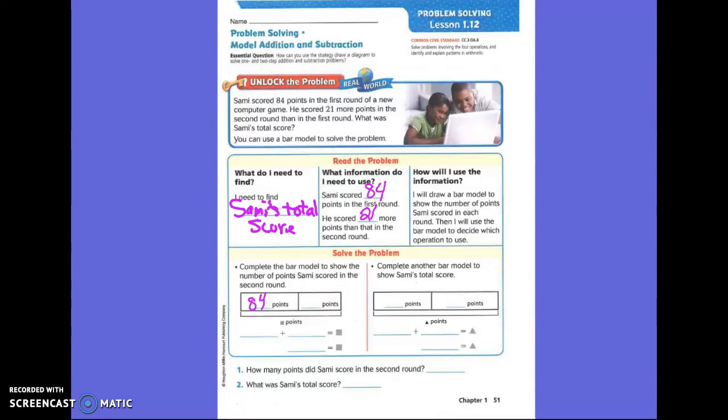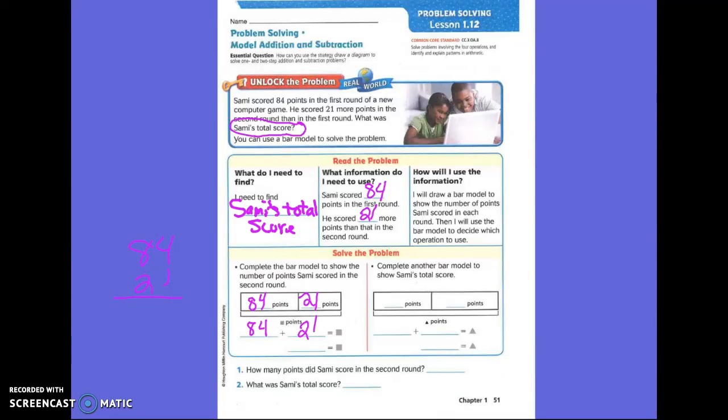If you want 21 more, what operation do you think you're going to use? Operation meaning addition or subtraction. Which one are we going to use, addition or subtraction? I know that more is usually addition, but in the story it asks what his total is, and total means addition. So we are going to do 84 plus 21. And 84 plus 21 is what? Let's write it down. 84, 21.